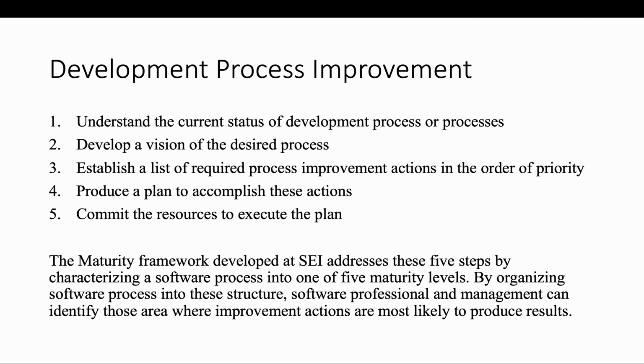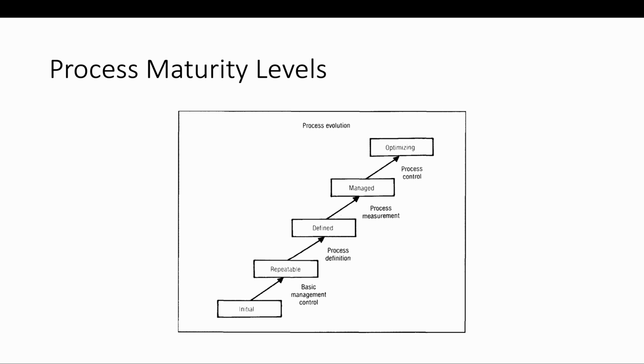So by organizing the software process into this structure, software professionals and management can identify those areas where improvement actions are most likely to produce results. So here are the 5 levels of the maturity framework. First is initial, second is repeatable, third is defined, fourth is managed, fifth is optimizing. I will give you more introduction in the upcoming slides.